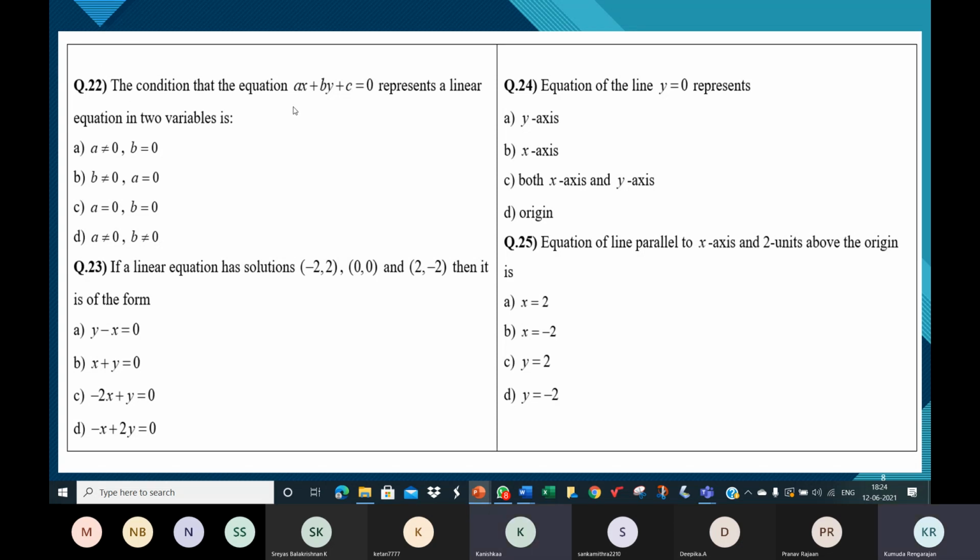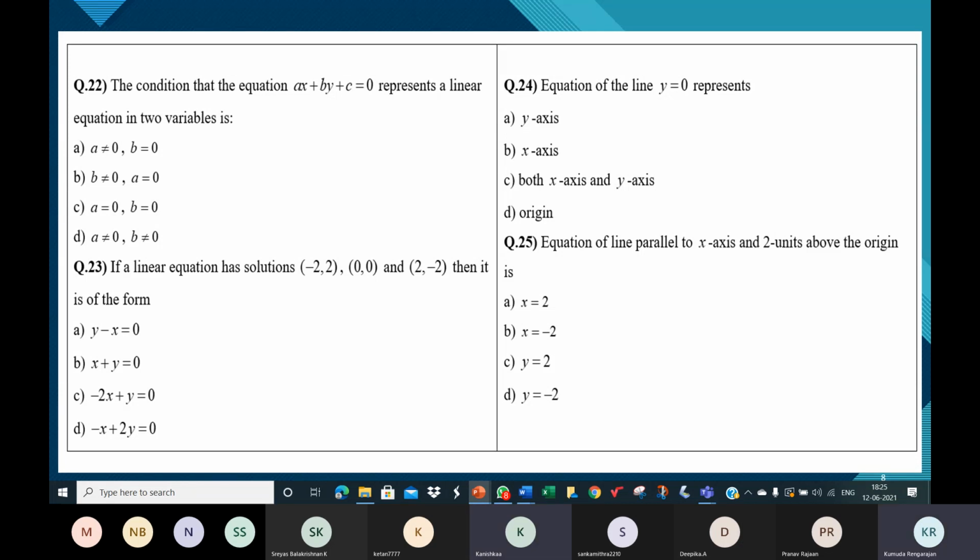Option D, ma'am. Okay, option D, correct. Now the 23rd question: if a linear equation has solutions like this, then it's of the form B, ma'am? D, ma'am, D. Option B, ma'am. X plus Y is equal to 0.